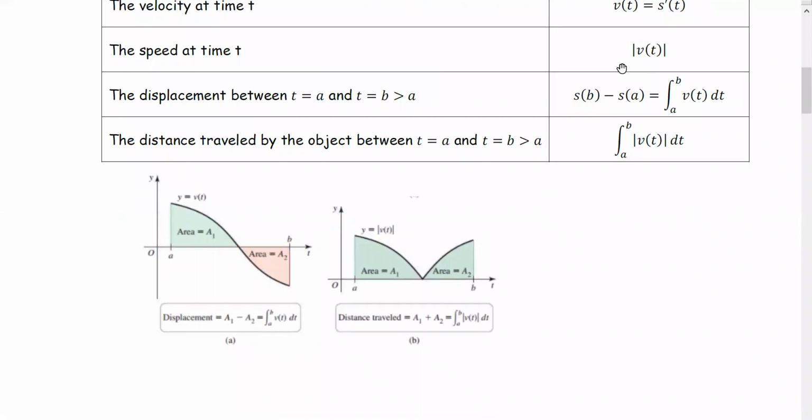These two diagrams represent the difference between the displacement and the distance traveled. As you see, in the first one, the green area A1 is positive, and the red area A2 is negative. A1 minus A2 represents the displacement, or the definite integral from a to b of the velocity v(t). The distance traveled is the quantity A1 plus the quantity A2, or the definite integral of the absolute value of the velocity v(t) with respect to t.